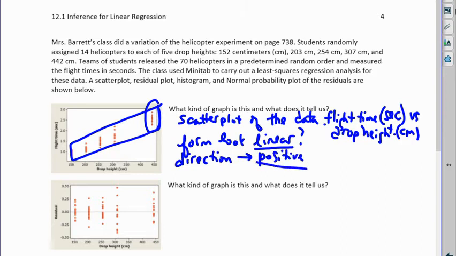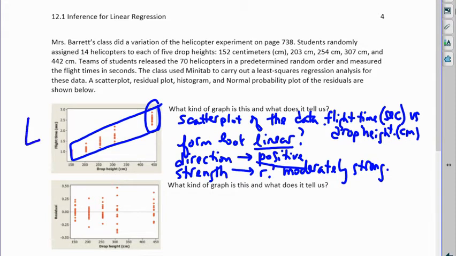And then if you look at the strength, it's also helpful to know what the actual r is, because that would give you a really good idea. So if I knew what r was, that would help. But just from a rough glance at it, I'm going to call it moderately strong. Okay, so that's satisfying the L of LINER.